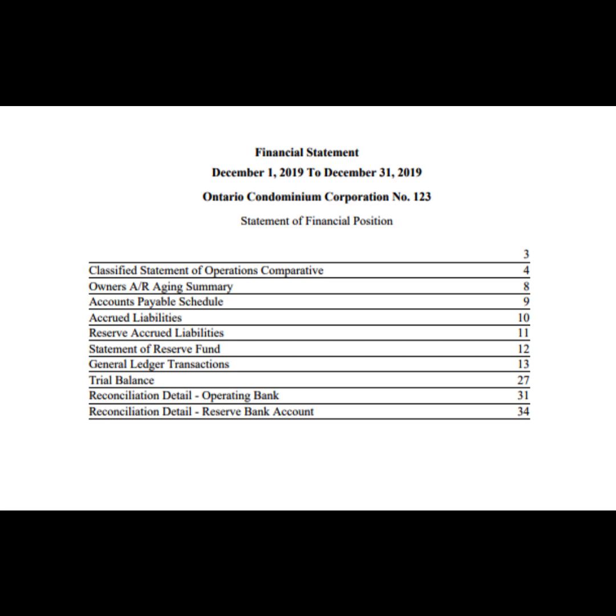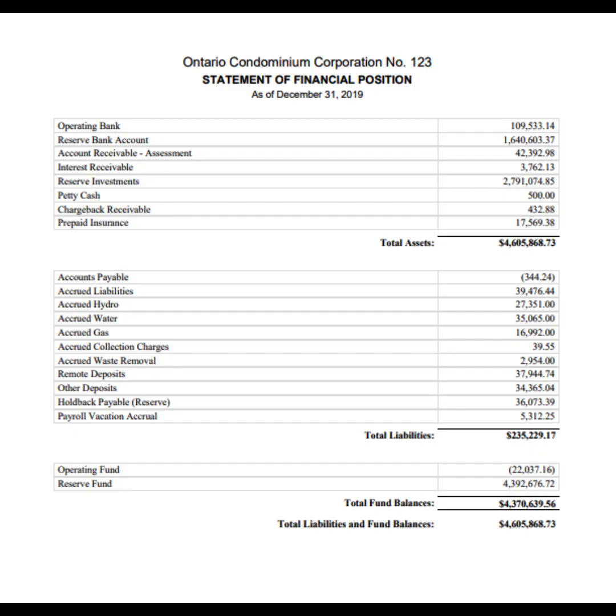On page 2 is the financial statements table of contents, which identifies the reports contained in the statements of financial position. On page 3 is the statement of financial position as of December 31st, 2019. This page contains an accounting of the assets, liabilities, operating fund, and reserve fund of the corporation. In other words, it signifies the financial health of the corporation.